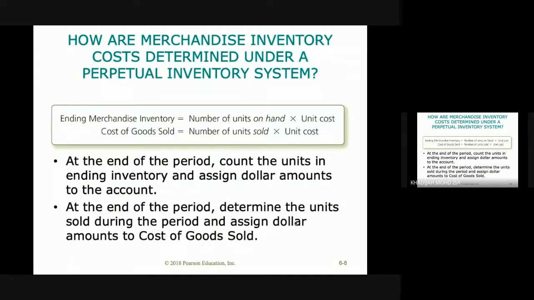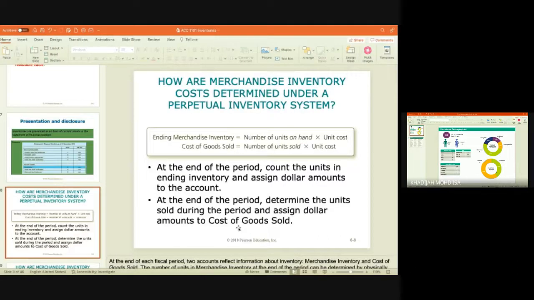So ending merchandise inventory is the number of units on hand. It means that at the end of the period, how many units you have times the unit cost. So this is your ending inventory. It means that in the company, how many units you have, and then times the unit cost. Then you have to decide what your unit cost is. So this is the thing that you want to look at.